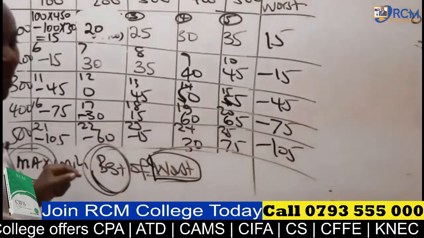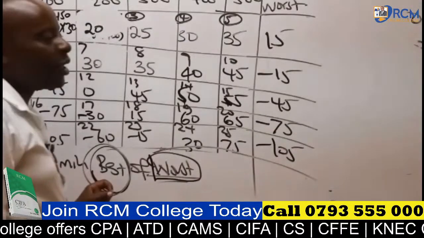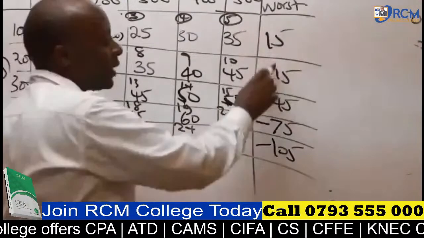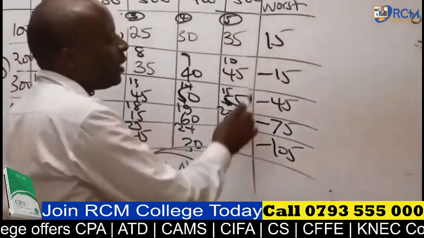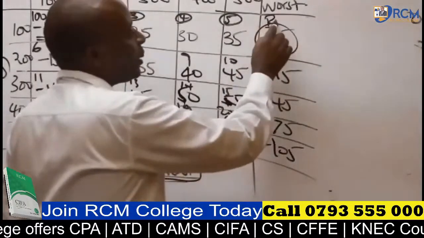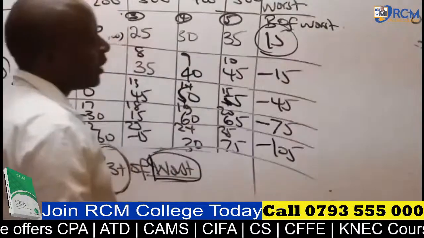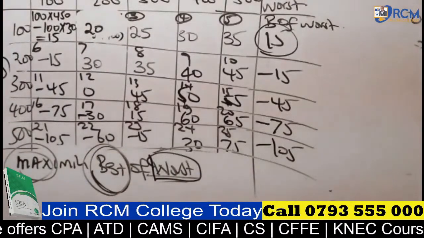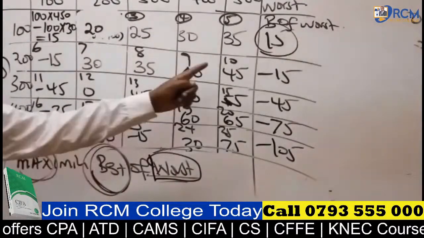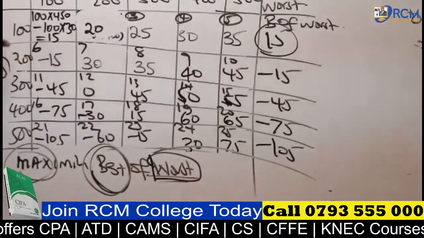So the best amongst the worst, ladies and gentlemen, what do we have here? These are all the worst scenarios for each alternative. So this is the best of the worst. If it is the best of the worst, what does it correspond to here? It corresponds to 100 crates.